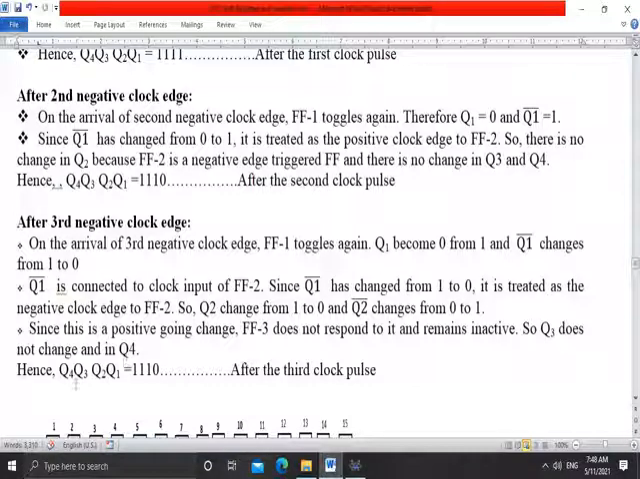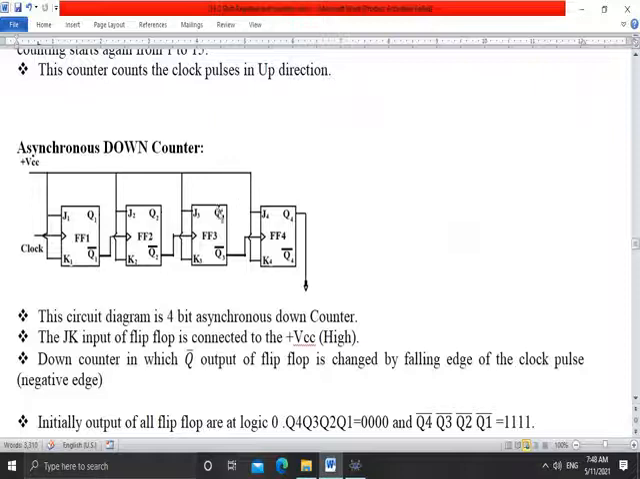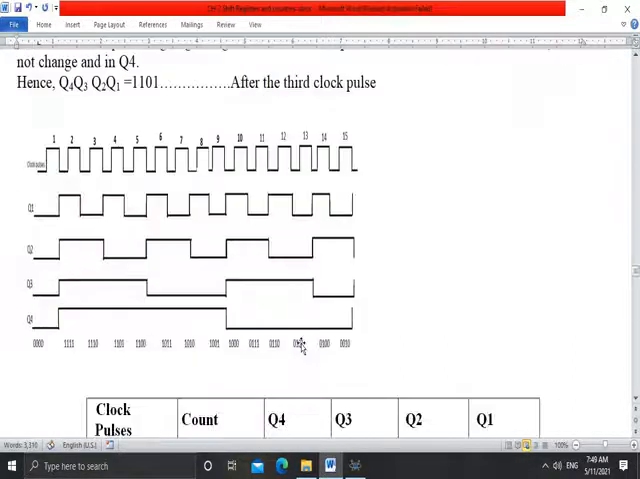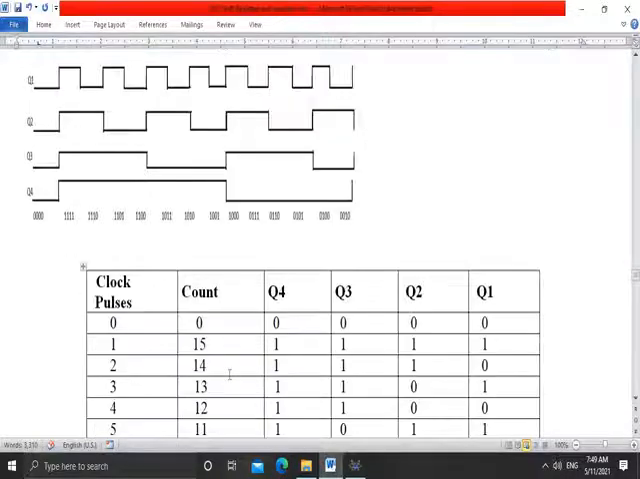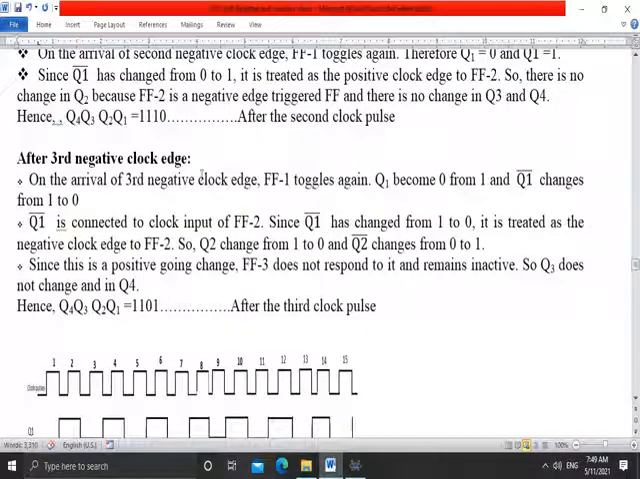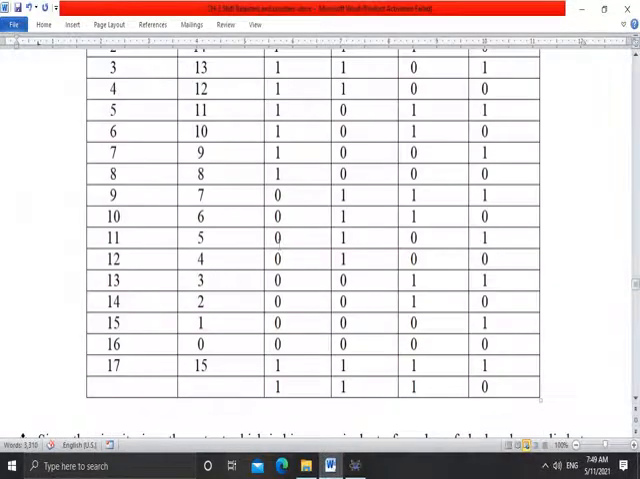So the output after the third clock pulse is 1 1 0 1. So after the third clock pulse, Q1 becomes 1, Q2 becomes 0, Q3 is 1, Q4 is 1. So write in the truth table after the third clock pulse: Q4 is 1, Q3 is 1, Q2 is 0 and Q1 is 1. Likewise, you can find the fourth clock pulse up to the 15th clock pulse.